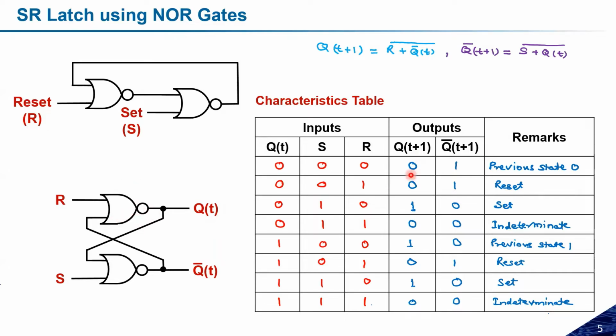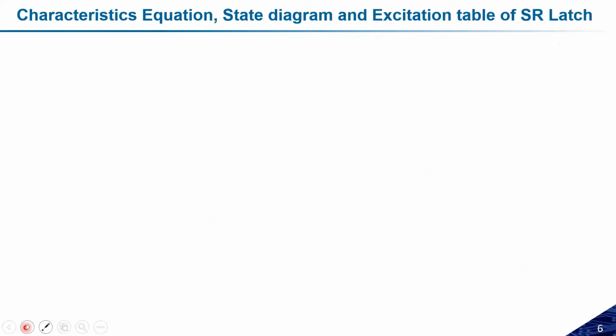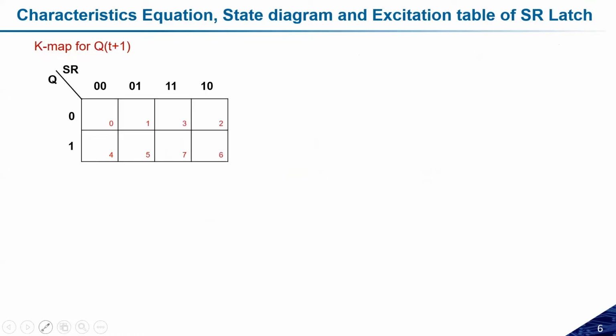But let us see what the relation is between Q(t+1) and S and R. That relation we call the characteristic equation. How can the characteristic equation be made? Let us see. If we make the K-map for Q(t+1), let us see how it will look. To make this K-map, we need to go back to the previous slide.